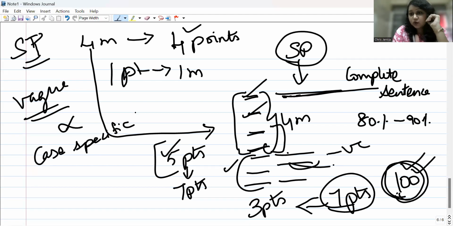Whatever specific scenario has been given in the question, you have to provide substantive procedures relating to that. Anything vague or that does not give proper attention to that particular case will not gain you marks. Okay, so be case specific.